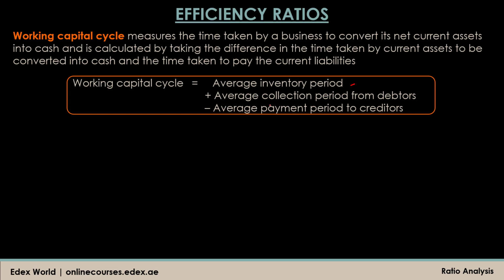Then to this, we add the average collection period from customers. So this is the average period taken by debtors to pay to the firm, minus the average payment period to creditors. So average time taken by the firm to pay its creditors.